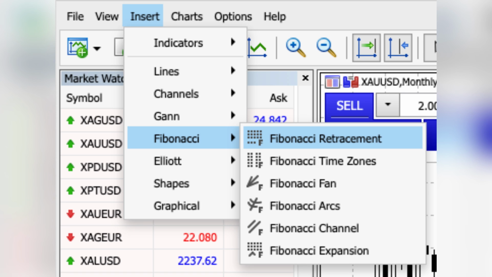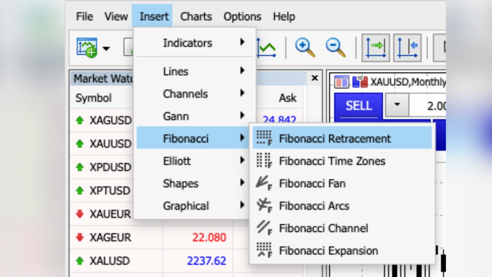23.6%, 38.2%, 50%, 61.8% and 100% are used to predict how far the market might retrace after a strong price movement. To build a Fibonacci retracement, draw a trend line between two extreme points, for example from a low through to a high peak during an uptrend.